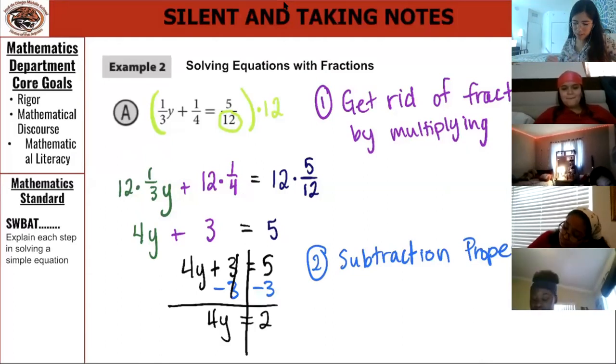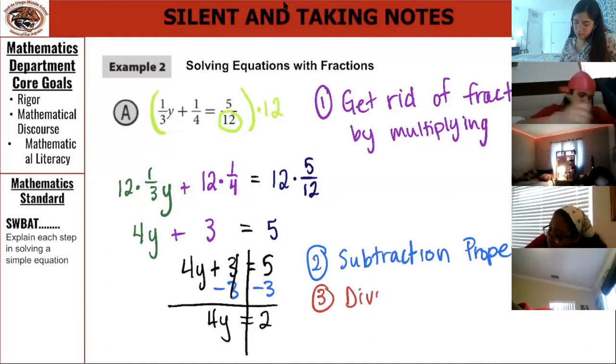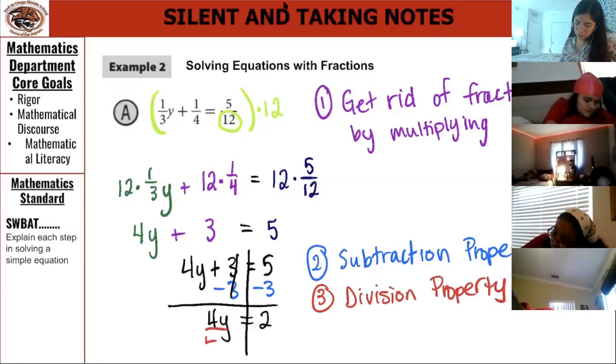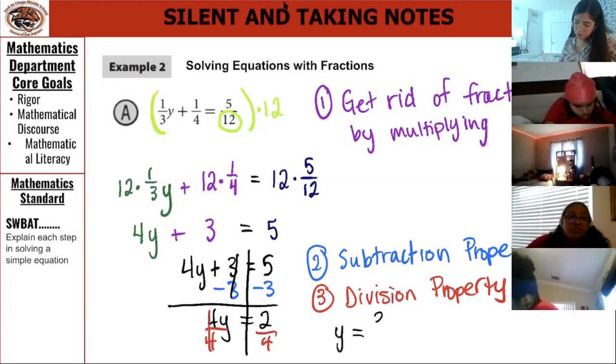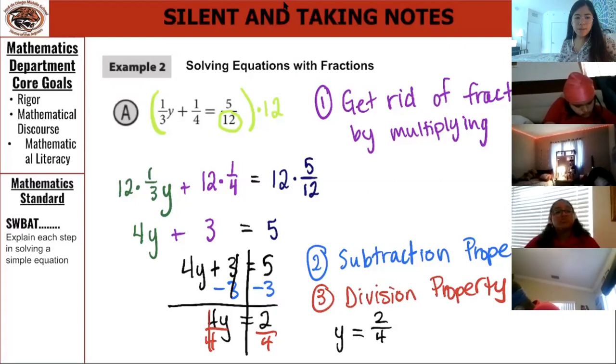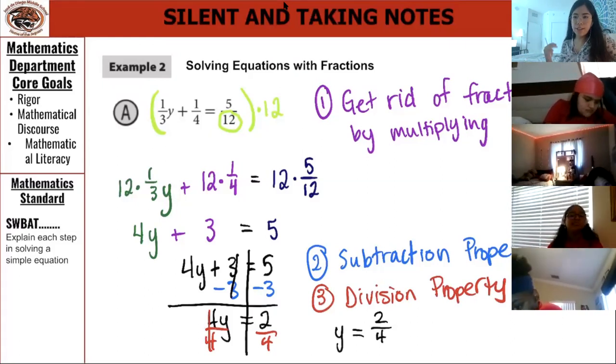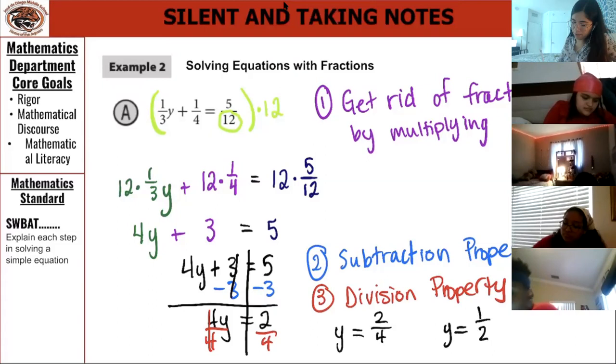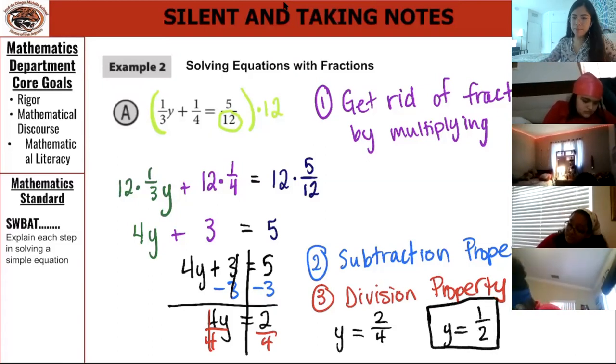Okay. My final step is going to be to divide. I have 4y, so I'm going to divide. That's my division property. And when I do that, I have y equals 2/4. Now, some of you guys sent it just like that in the chat. Some of you guys sent it as a decimal. But what I want is a simplified fraction. So what's the simplified version of 2/4? 1/2, exactly. And that's my final answer.